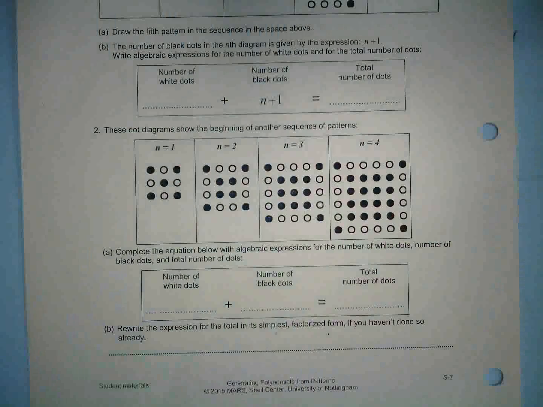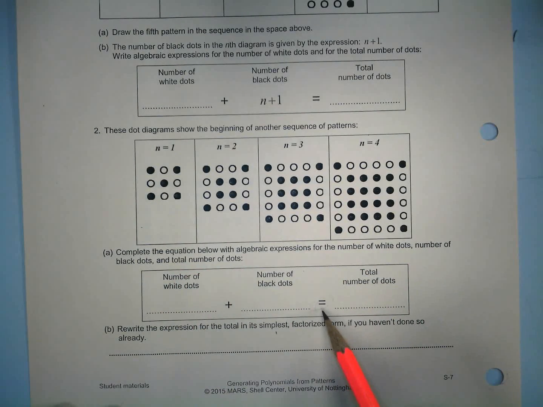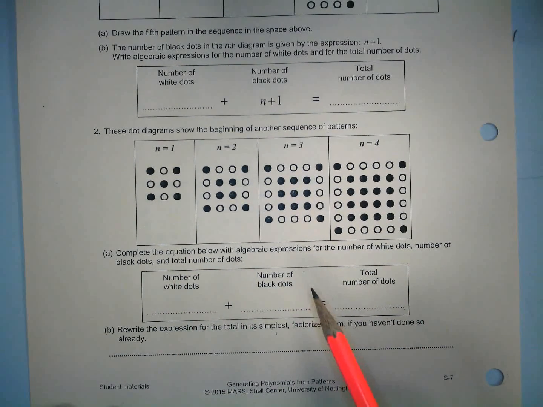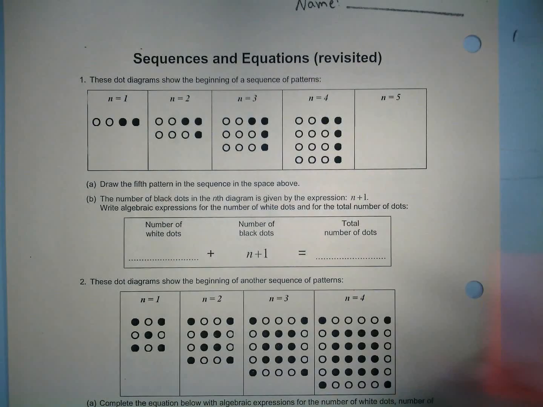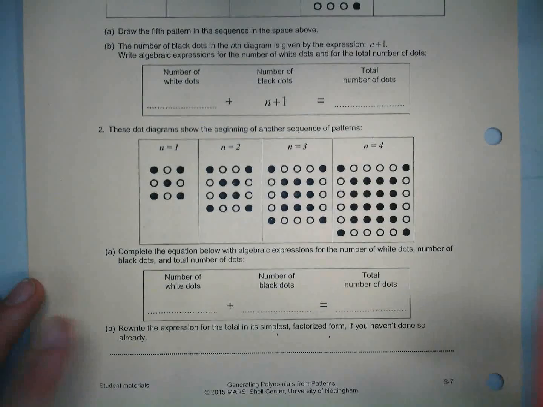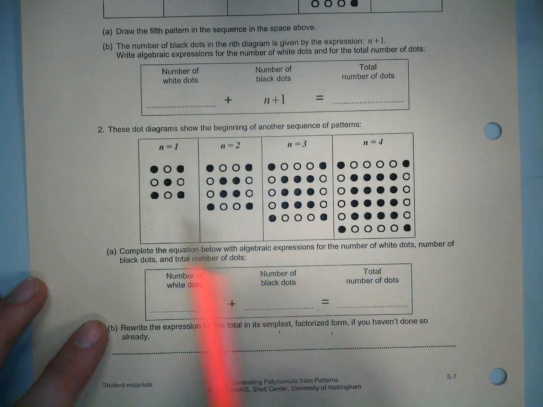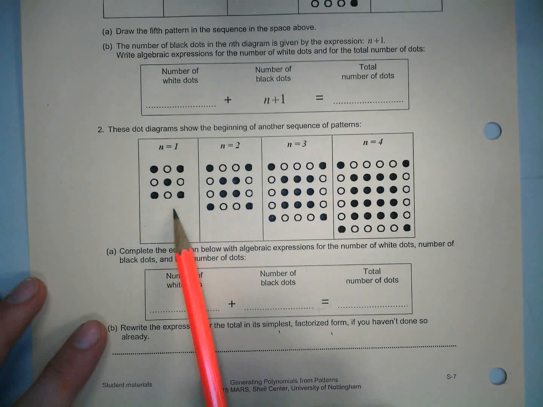Let's do some dot patterns. This is kind of our bridge between expressions and equations. This is from our homework, Sequences and Equations Revisited. Let's do number 2. So these dot diagrams show the beginning of another sequence of patterns. Take a second to look.